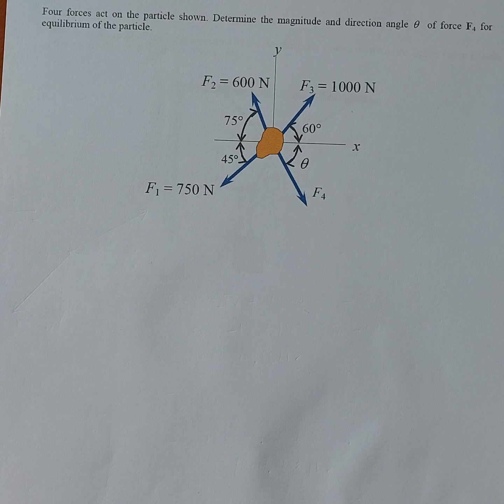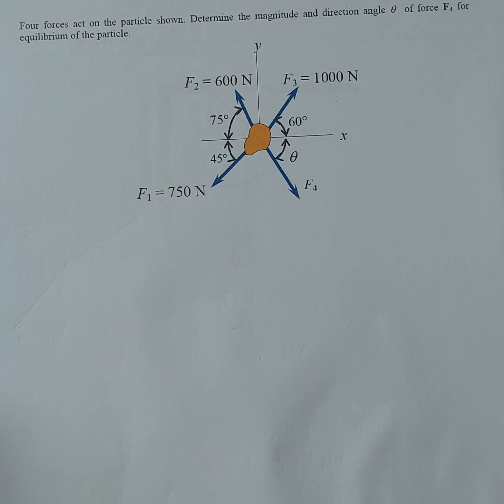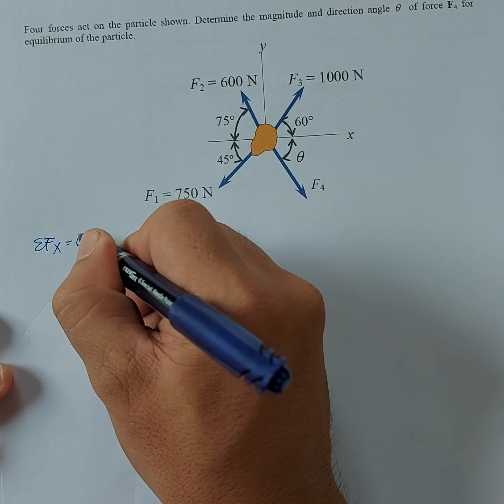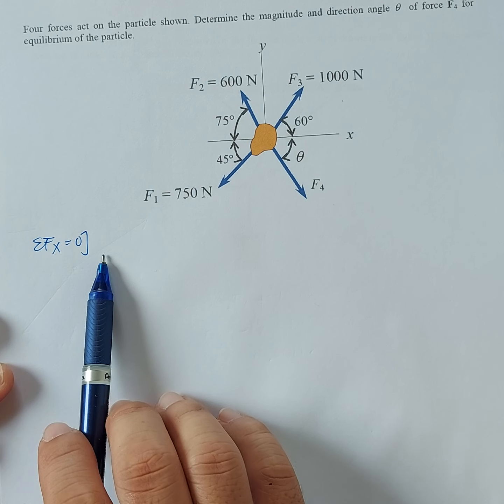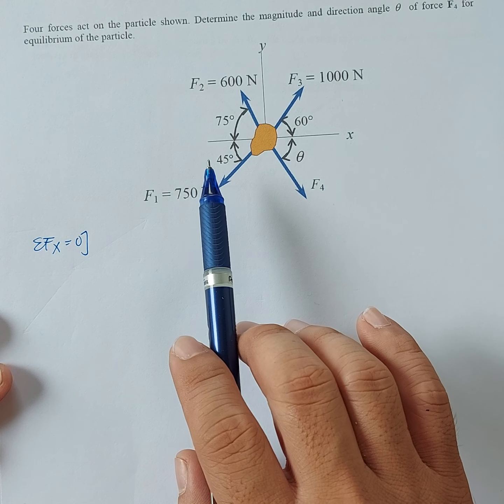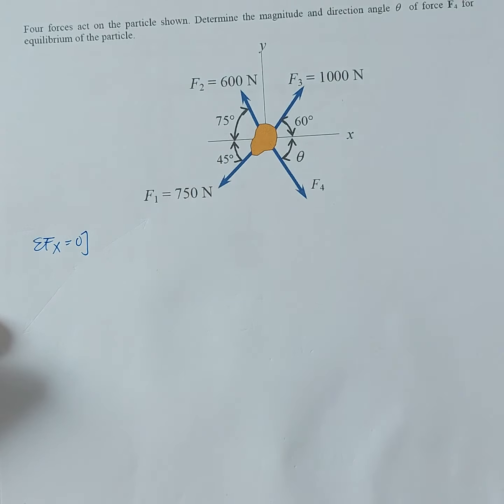All component forces along X and all component forces along Y should be equal to 0. So let's just apply Newton's first law. So solve muna natin. Summation of forces along the X axis is equal to 0. That's our first condition. So i-resolve natin lahat ng forces na ito into the rectangular components, X and Y components.